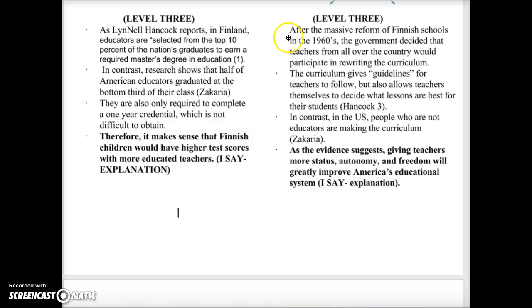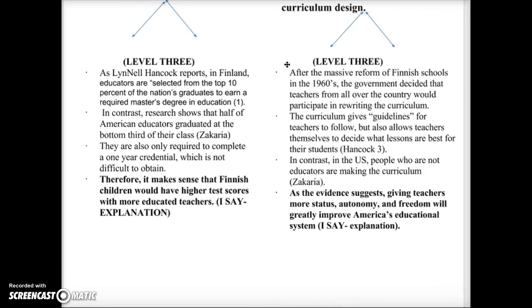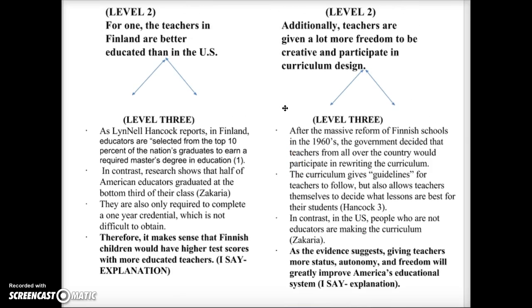Here we go. After the massive reform of Finnish schools in the 1960s, the government decided that teachers from all over the country would participate in rewriting the curriculum. Do you see how this idea right here, its background, its facts, this gives more specific illustration for this point? Then I go on. The curriculum gives guidelines for teachers to follow, but also allows teachers themselves to decide what lessons are best for their students. Again, proper citation. I didn't know this on my own. It's not general knowledge. I have to reference Hancock's article.